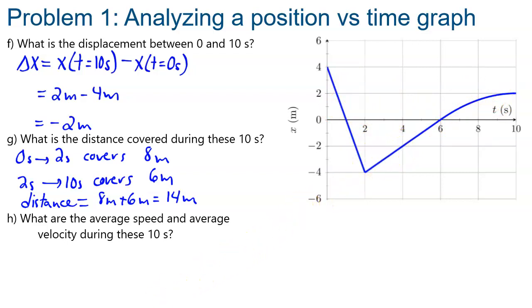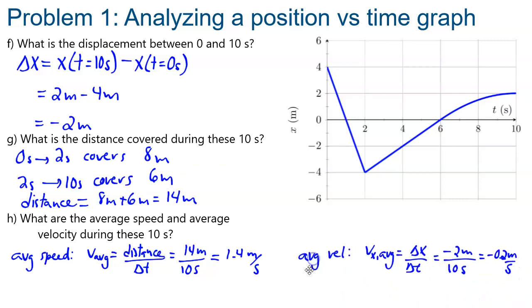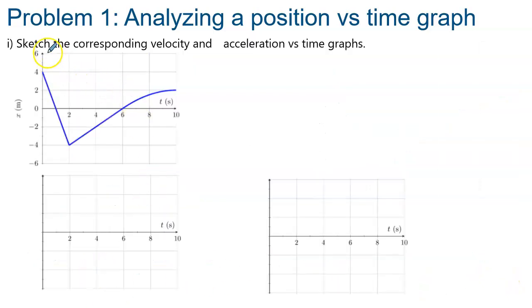What we want to do is to go back to the definition. The average speed is just the distance over the time elapsed. So in here it will just be 14 meters divided by 10 seconds, or if you prefer, 1.4 meters per second. And when we want to look for the average velocity, it will be essentially the same calculation, but we'll take the displacement instead of distance. So we'll have minus 2 meters over 10 seconds, which will bring us to an average velocity of minus 0.2 meters per second.